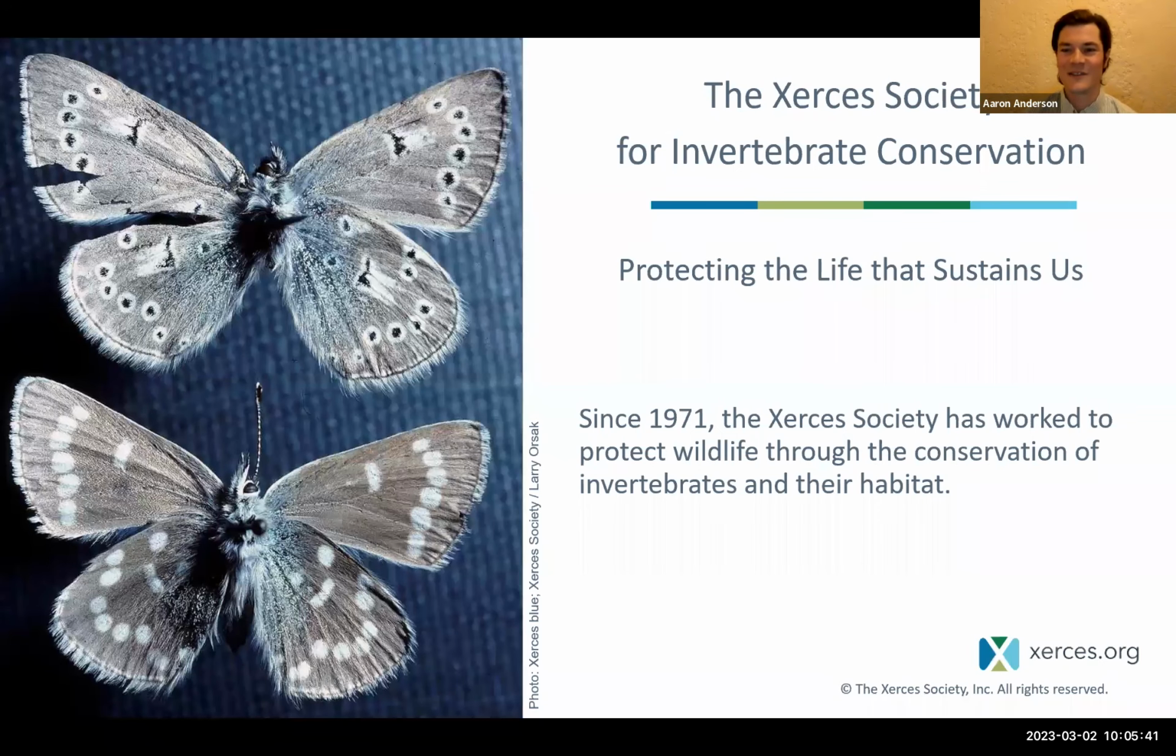So if you haven't heard of the Xerces Society before, if this is your first webinar with us, we've been around since 1971, working to protect wildlife through the conservation of invertebrates and their habitat. And our name is a reference to the Xerces blue butterfly, which is believed to be the first American butterfly to go extinct due to human development. And it lived in the coastal sand dunes around San Francisco.